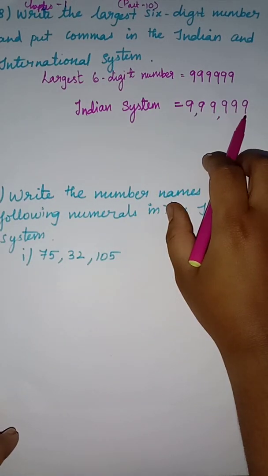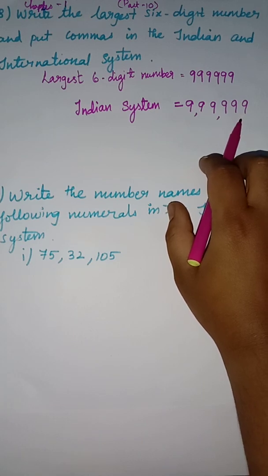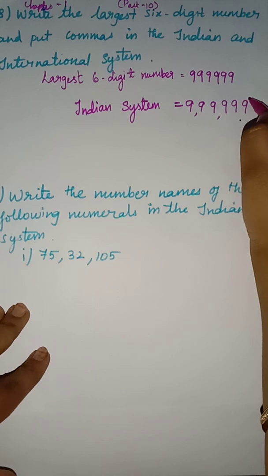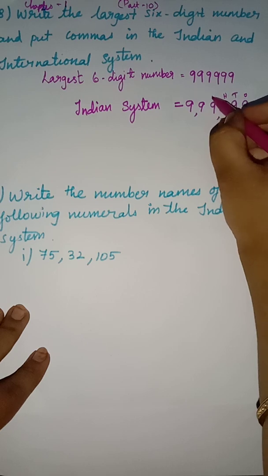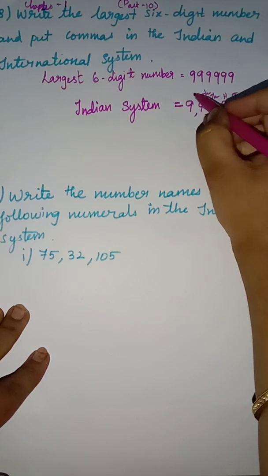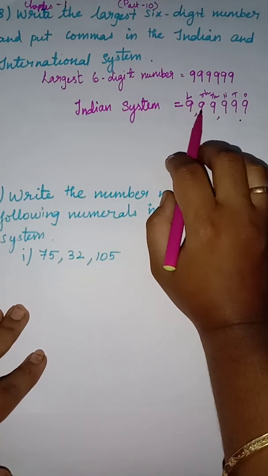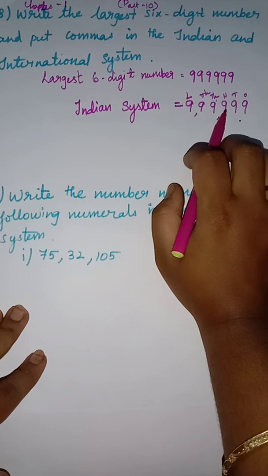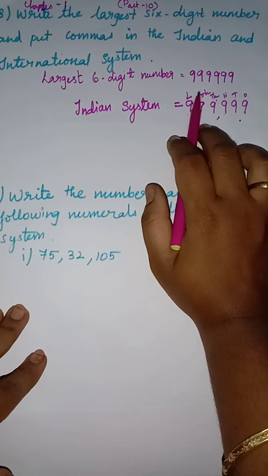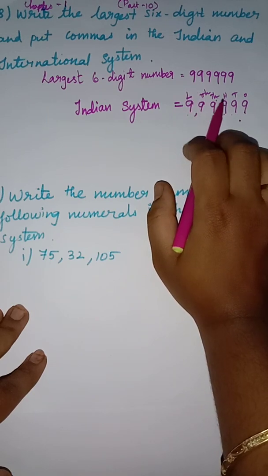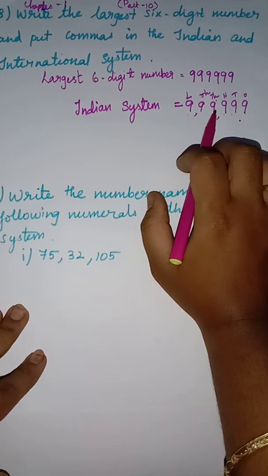Based on this, we give the place value according to the Indian system: ones, tens, hundreds, thousand, 10,000, lakh. Now spell the number name here: 9,99,999. Once again, 9,99,999. This is what we have written in the Indian system.